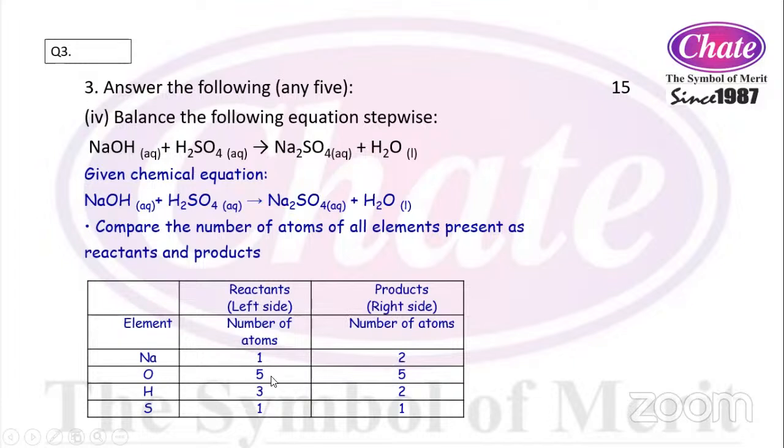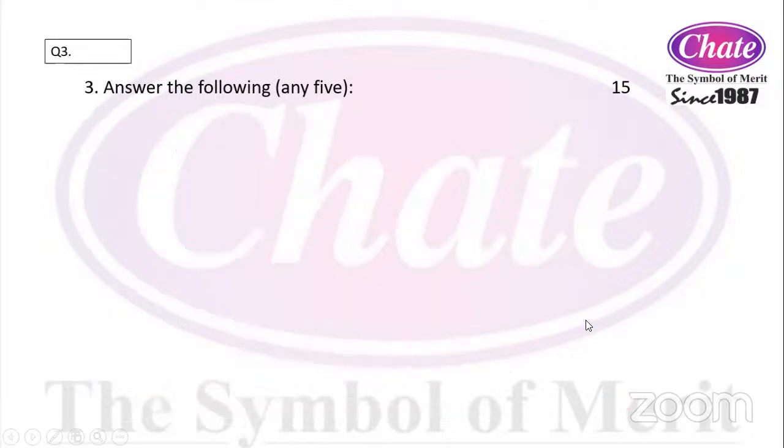Oxygen: there are 5 oxygens in the reactants and 5 oxygens in the product. Hydrogen: there are 3 in the reactants and 2 atoms in the product. And sulfur: there are 1 and 1. So in this way you have to make a table, and it will give you a mark.